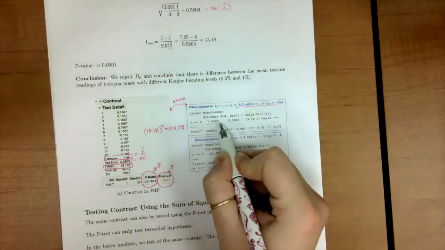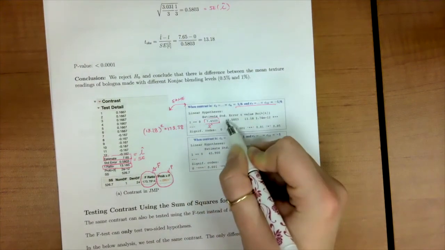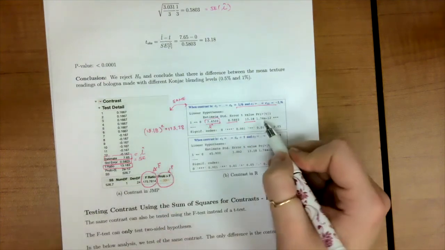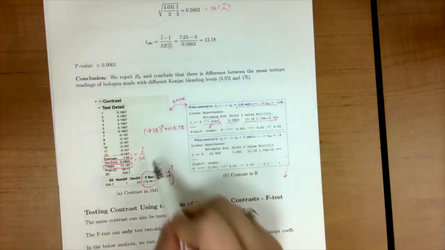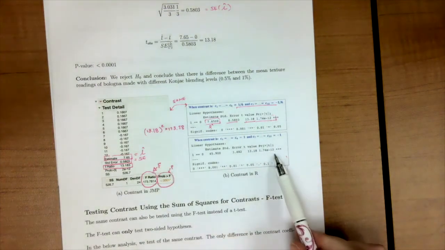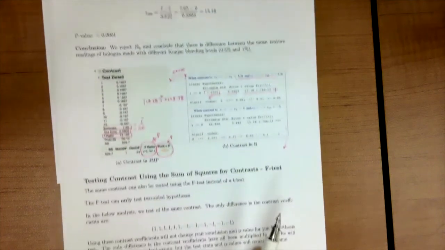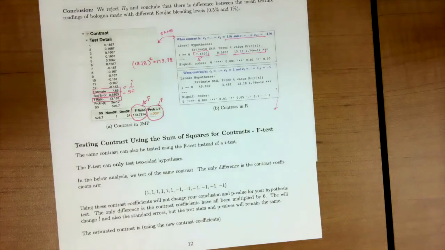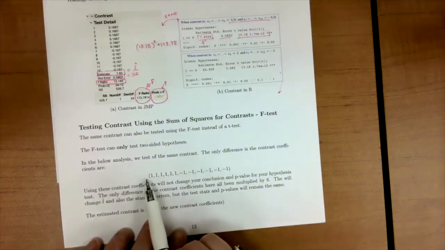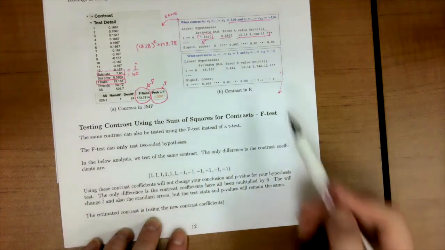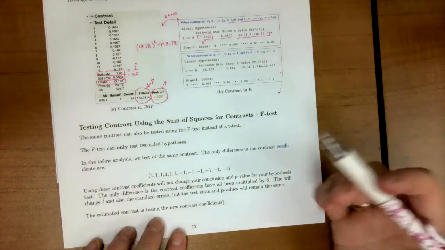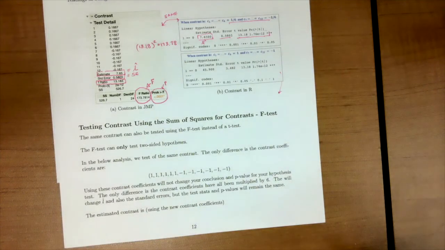So here's our L hat in R. Here's our standard error. Here's our t-value, and then here's our p-value, or our t statistic and our p-value. Okay, so they're saying the same thing. What this is hinting at is that we can take contrasts and we can multiply them by a scalar. Okay, and so down here, if we were to instead use the contrasts 1, 1, 1, 1, 1, 1, and minus 1, minus 1, minus 1, minus 1, minus 1, minus 1, instead of 1/6, i.e. we multiplied by 6, we are going to get the same answers.